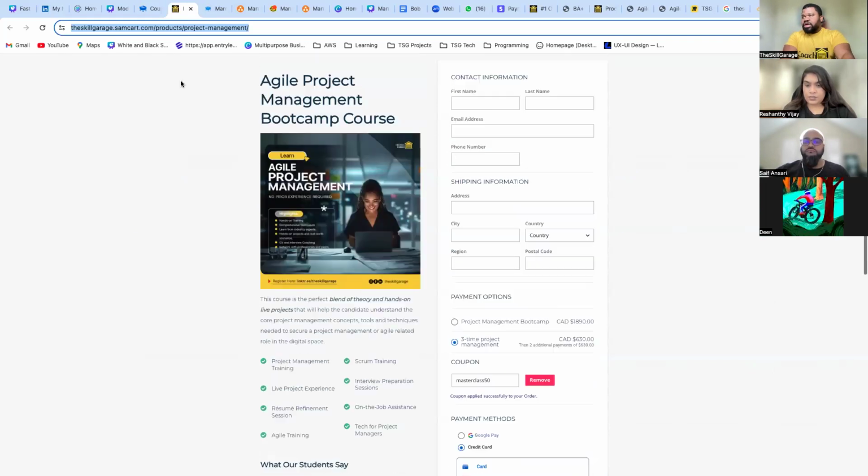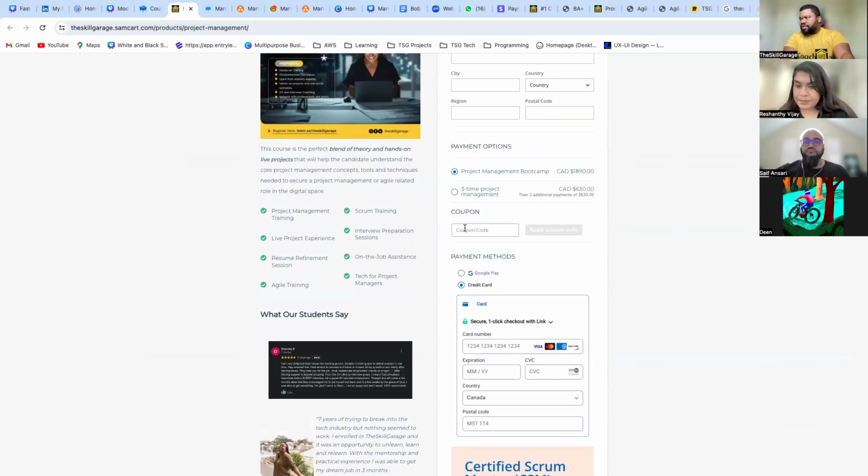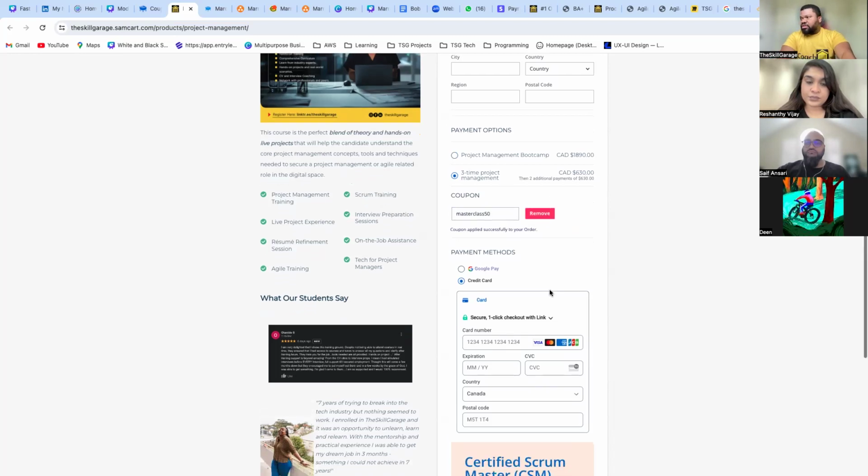All right, good question. Let me just refresh this and see. So this is the 3-time payment. Normally it's about $630, that's about £369 if you're joining from the UK. I know because we do all of those transactions. You divide that by 2, that's around 100 and something pounds. So that will be master class 50, and then you apply that.